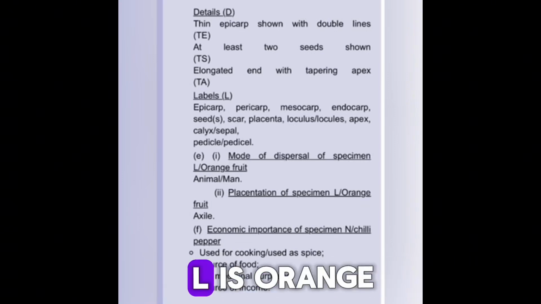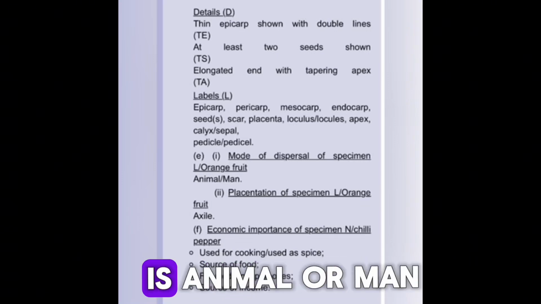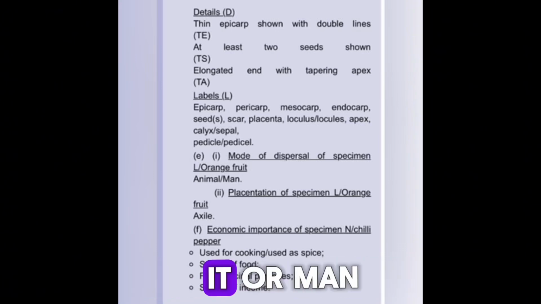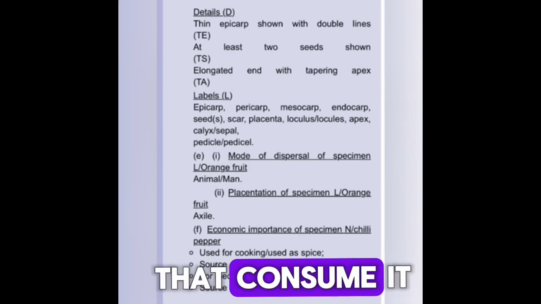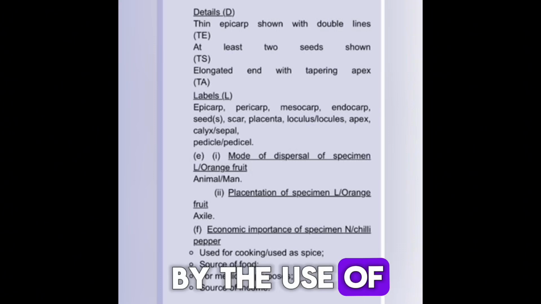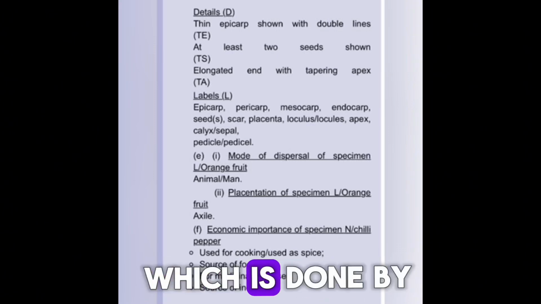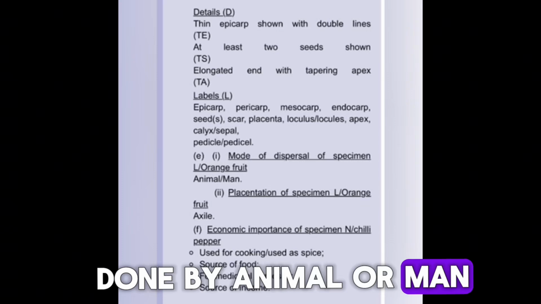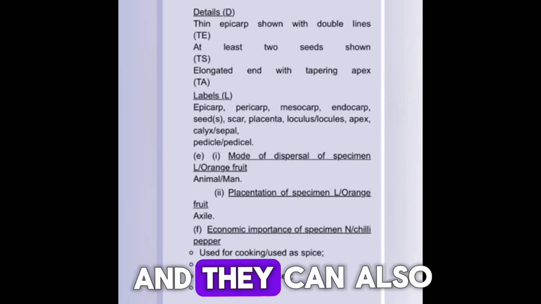Now, the mode of dispersal of specimen L, which is the orange fruit, is by animals and man. That is, animals or man consume it so that it can be dispersed. It is dispersed by consumption, or rather by use, which is done by animals or man. Man can use it, animals can use it.